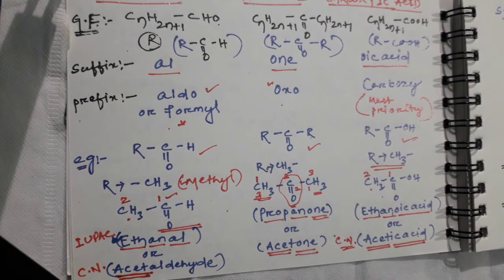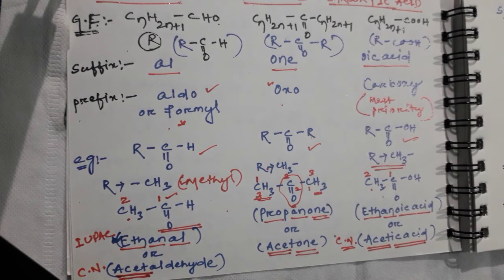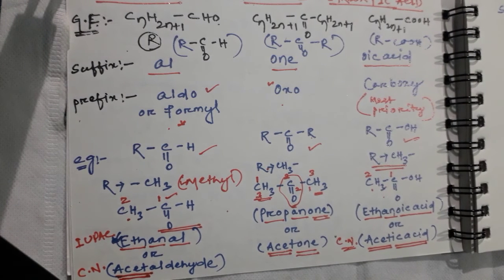These are some of the IUPAC nomenclature of the compounds. You can also see the table in your NCERT book, or anywhere in the 12th chemistry book you are reading. I am also giving one table, so you can see this table and try to practice all the IUPAC nomenclature of aldehyde, ketone and carboxylic acid. And if you have any doubts, you can comment in the comment box. I will definitely try to clear all your doubts regarding the IUPAC nomenclature of organic compounds.